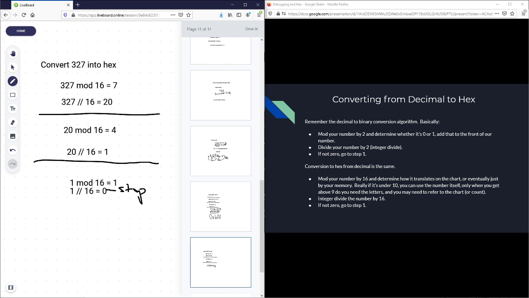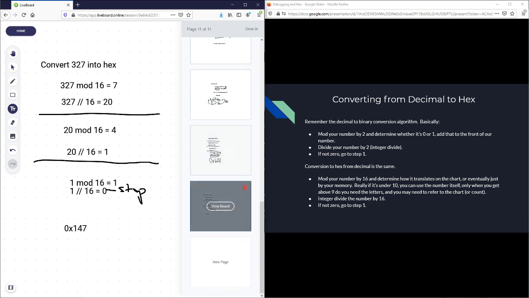And so now we can combine everything into one hexadecimal number. So this is 0x, and then we have to remember that we're starting at the low end. So if we start at the low end, we'll get a 7, and then we'll get a 4, and then we'll get a 1. Or you can read them backwards and get 147. And so this is the hexadecimal conversion.